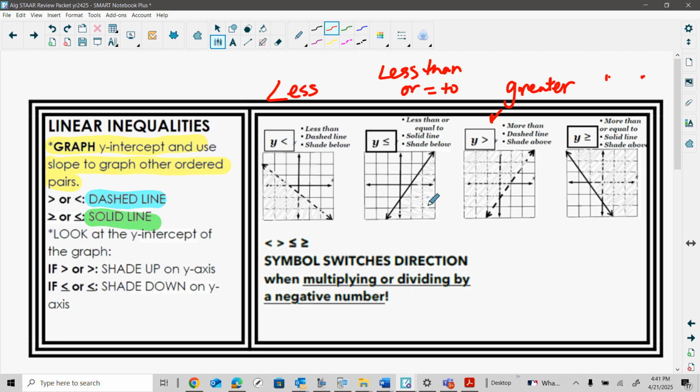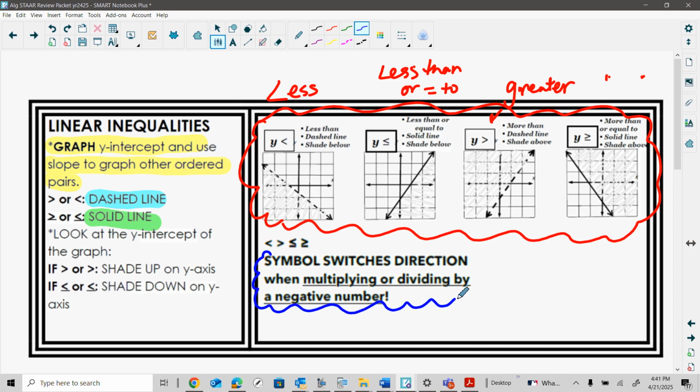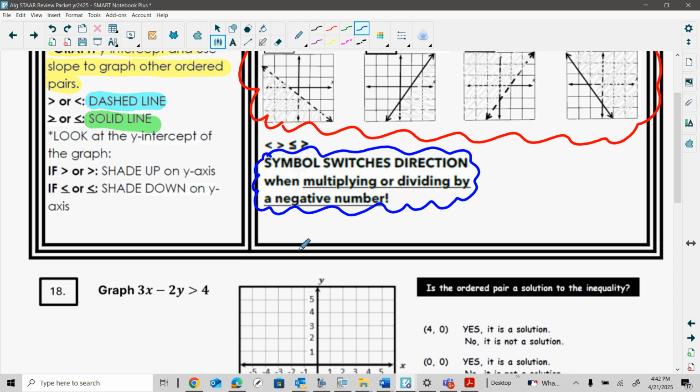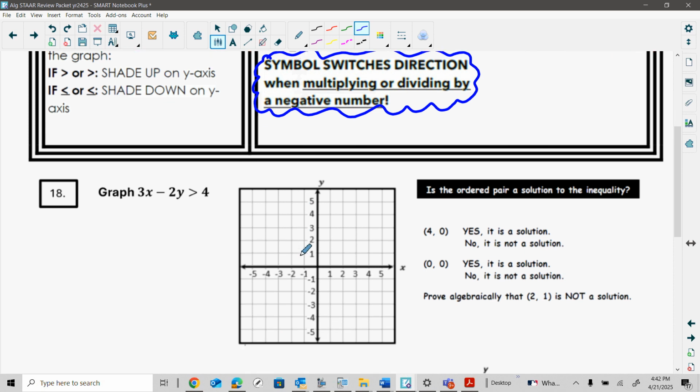So I would definitely memorize what it's supposed to look like for each inequality. This is very important. What it looks like, where the shading would be. And then this is also important. Remember, your symbol switches when multiplying or dividing by a negative. Okay, so let's go back to some graphing.